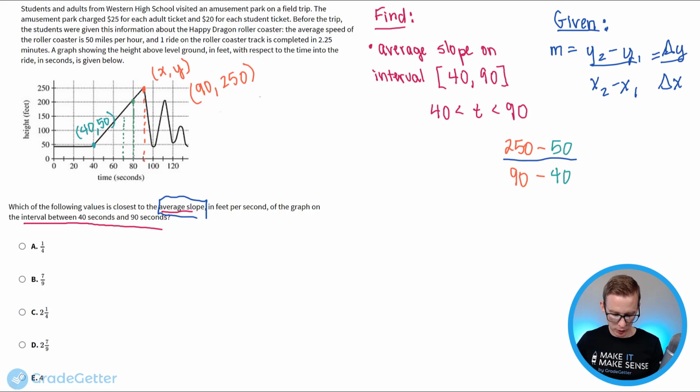So I've got 250 minus 50, that's the difference between our y coordinates, and then 90 minus 40, which is the difference between our x coordinates. So now let's simplify. 250 minus 50 is 200. 90 minus 40 is 50. Now if we simplify this, 5 goes into 20 4 times, which is much closer to our actual answer.